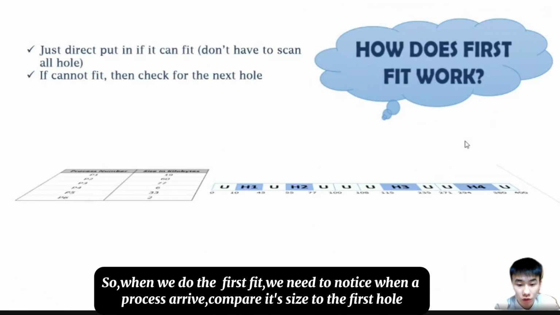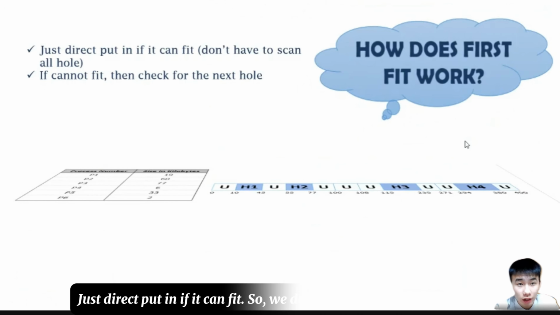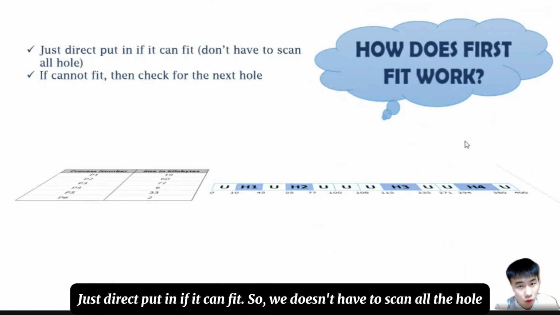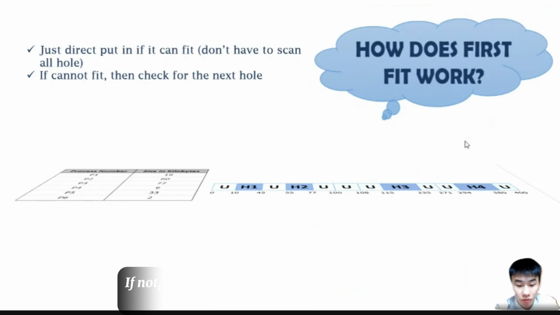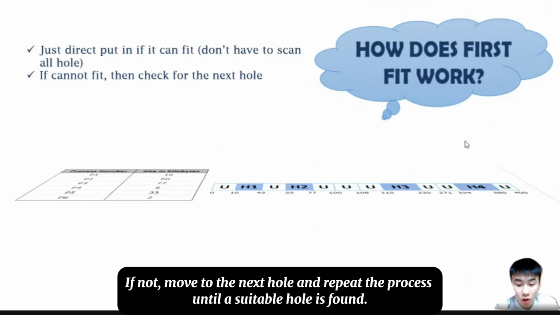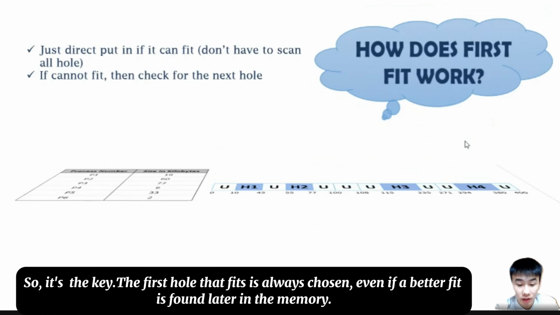So when we do first fit, we need to notice that when a process arrives, we compare its size to the first hole. If it fits, we put it in, so we don't have to scan the whole memory. If the hole is large enough, allocate the process there. If not, move to the next hole and repeat the process until a suitable hole is found. So this is the key: the first hole that fits is always chosen, even if a better fit is found later in the memory.